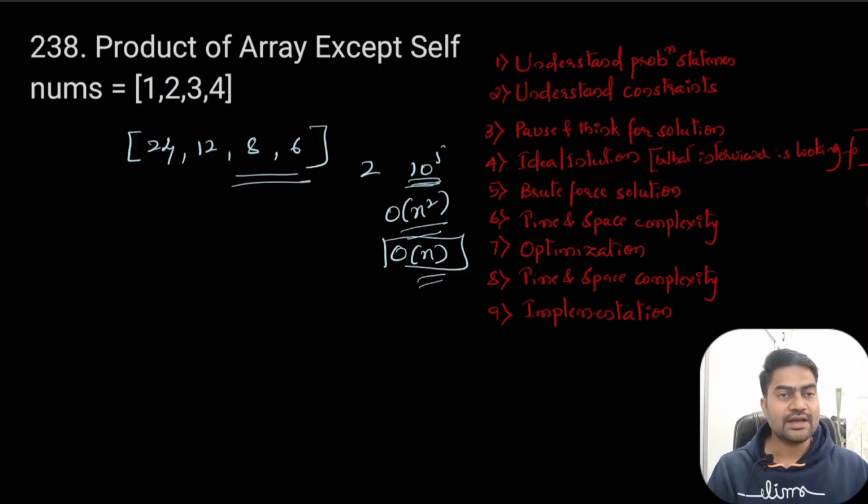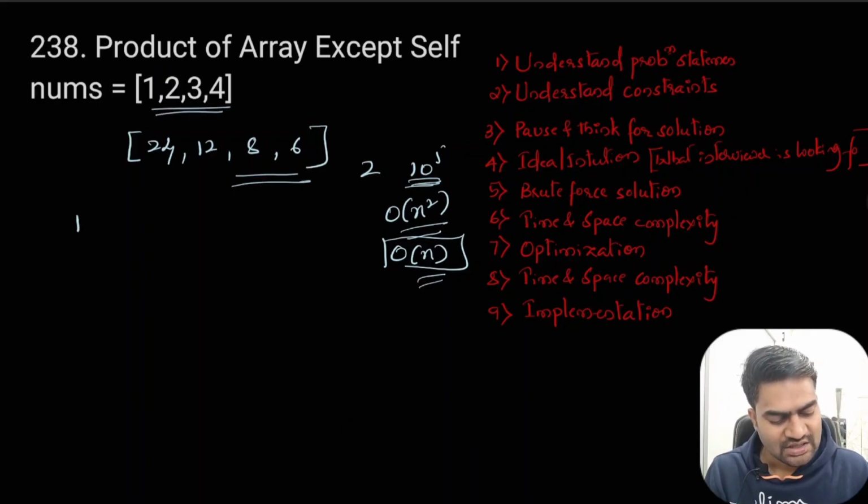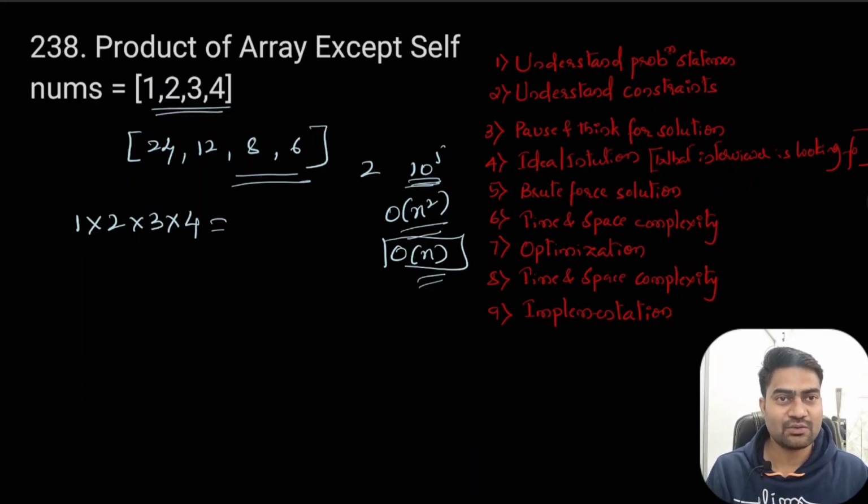Okay, so what they have mentioned is we should not use the division operator. If that was not the case, then what we would have simply done is consider 1 into 2 into 3 into 4. So the entire array we would have multiplied once. So we will get 24.